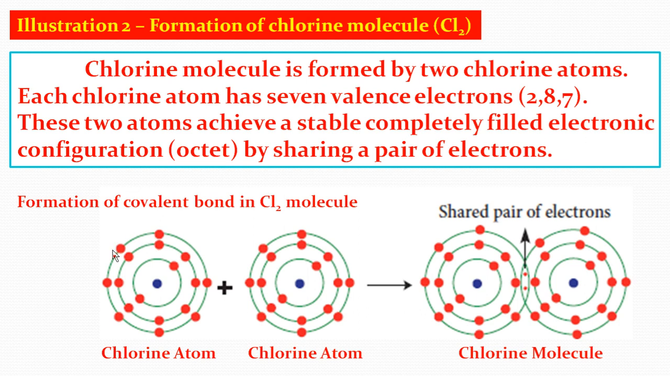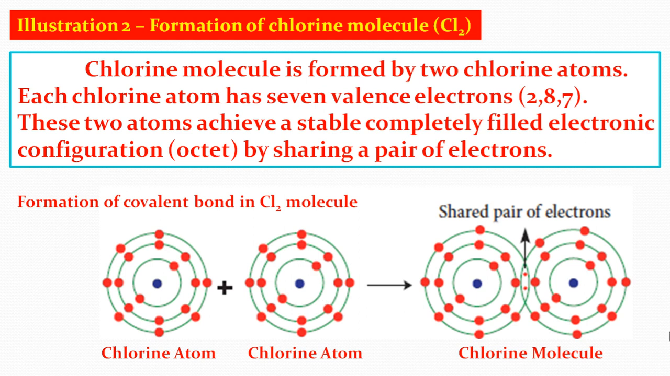So both the chlorine atoms, now come to the picture, outermost shell: 1, 2, 3, 4, 5, 6, 7. And this chlorine atom also, the valence shell contains only 7 electrons. So both the chlorine atoms need one more electron to complete the stable octet electronic configuration.